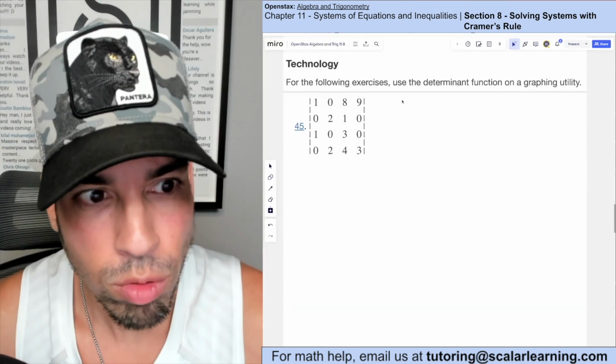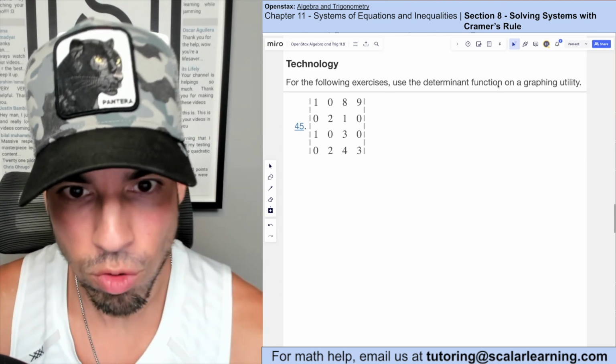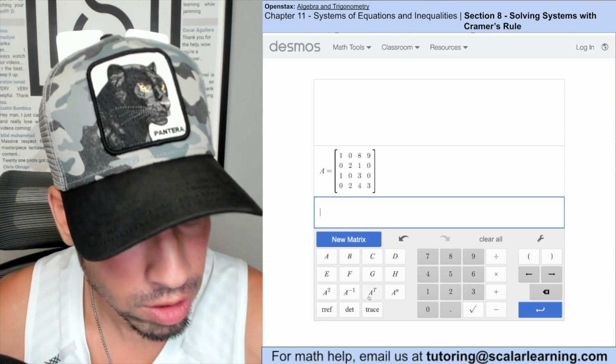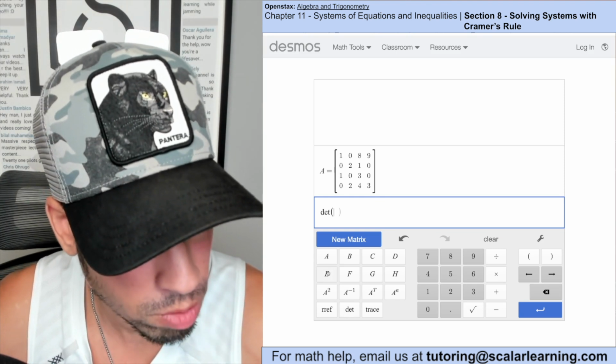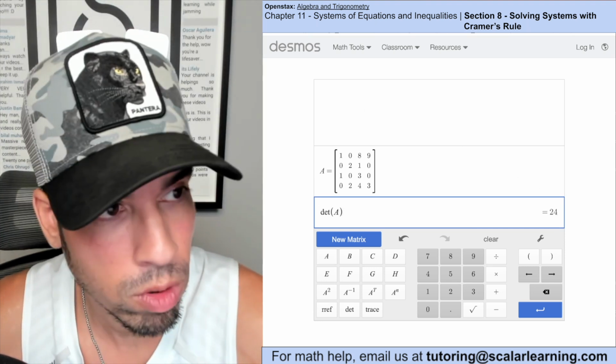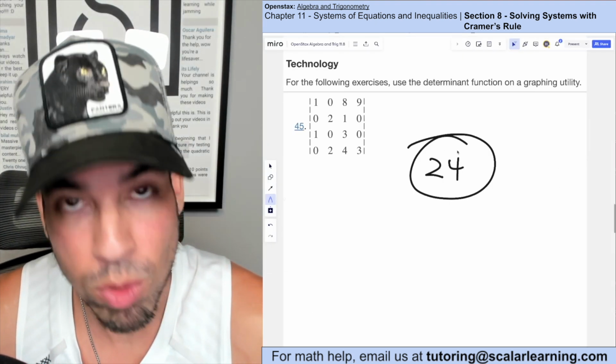Done. So for this one, we're meant to find the determinant using a graphing utility, so we're going to use Desmos. Here we've entered the matrix like so, and now we can just say determinant of A, and boom, it's that easy. It's 24. So the answer is 24, boom, done.